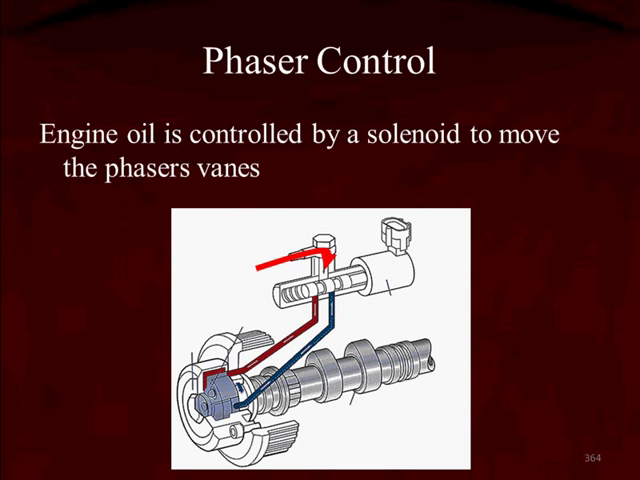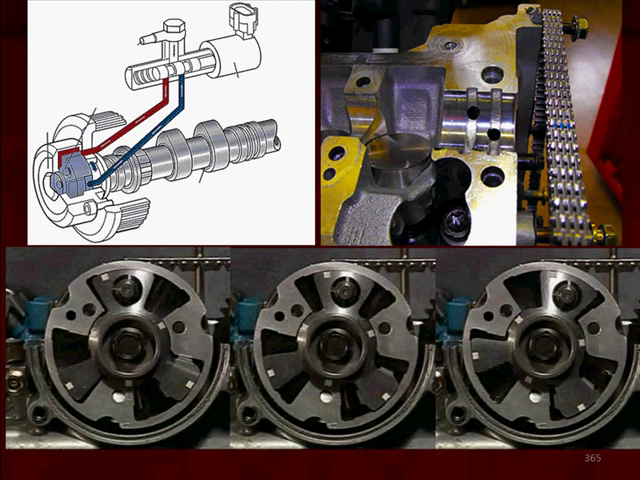Now the engine oil is what's controlling the solenoid and giving us enough pressure to rotate the cam positive or negative. Let's move this photo to the top left here so we can see what we're doing. Right here we can see that oil pressure must be greater on this side than the other side because it's retarding the camshaft. Over here on the right, just the opposite, we're advancing the camshaft.